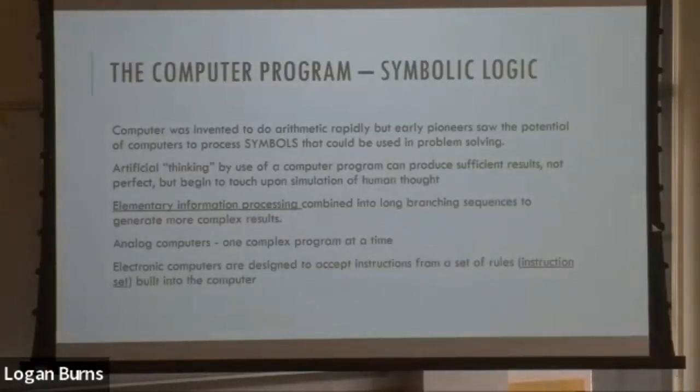Okay, I probably touched on a lot of the other things here, but the idea of symbols used for problem solving, and I guess the only other point that I haven't made already is that analog computers have one complex program at a time. Electronic computer design accepts instructions with a set of rules. At the time in the 50s, analog computers were more precise. Electronic computers were more flexible, but they weren't as fast and they were expensive. So we'll come back to that.